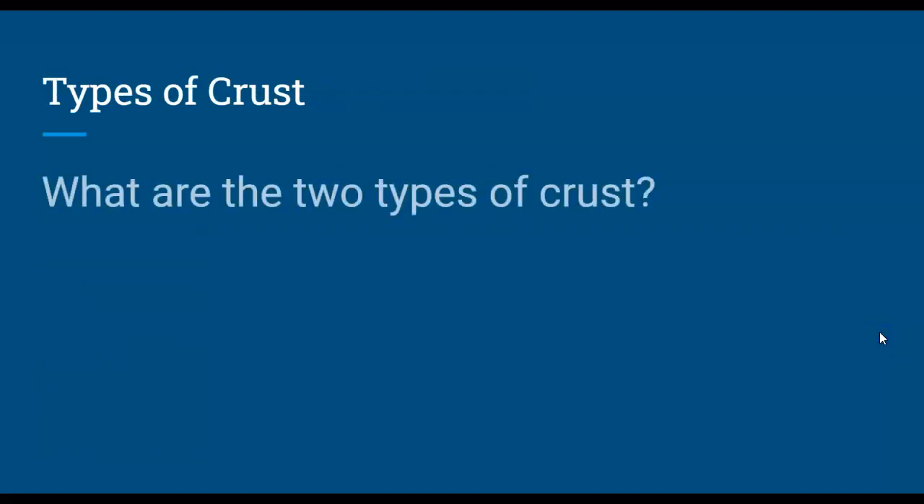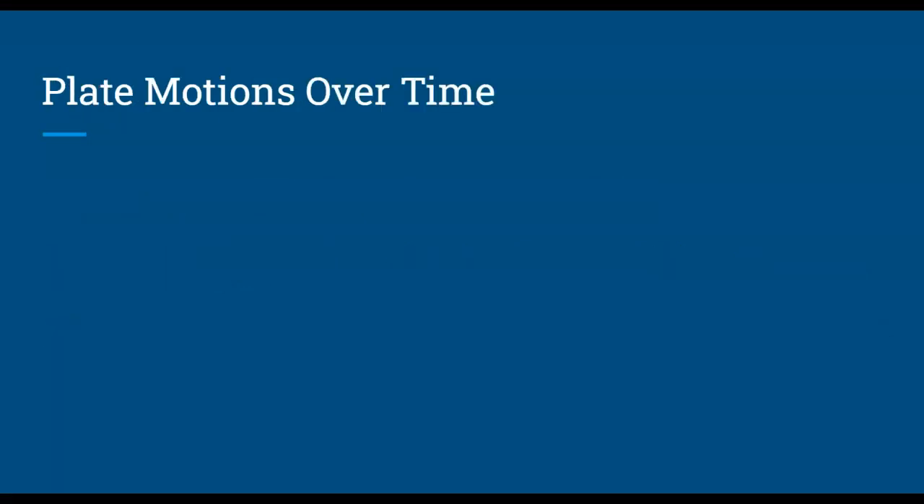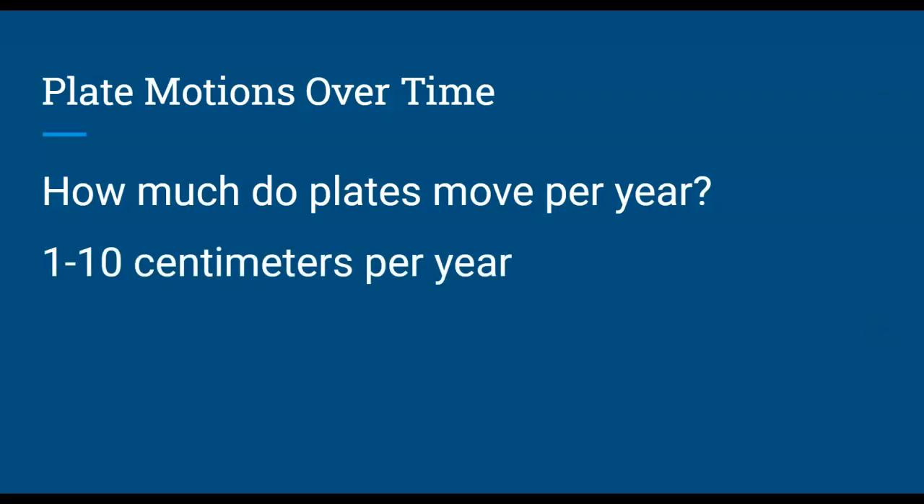Types of crust, this should be fairly easy. What are the two types of crust? Oceanic, of course, found at the bottom of the ocean, and continental. Plate motions over time. How much do plates move per year? They move 1 to 10 centimeters per year.